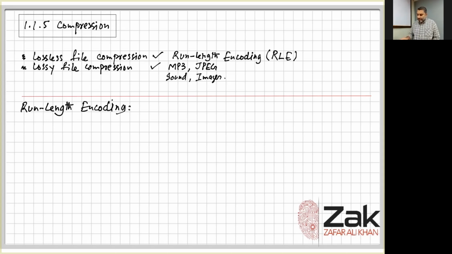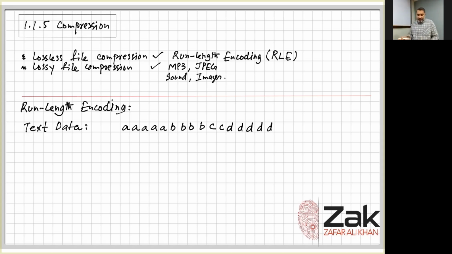So let's use this RLE with text data. So let's say we have text, let's say 5 times A, 1, 2, 3, 4, 5, and then we have 4 times B. This is repeated character, and then we have 2 times C and 5 times, let's say, D.